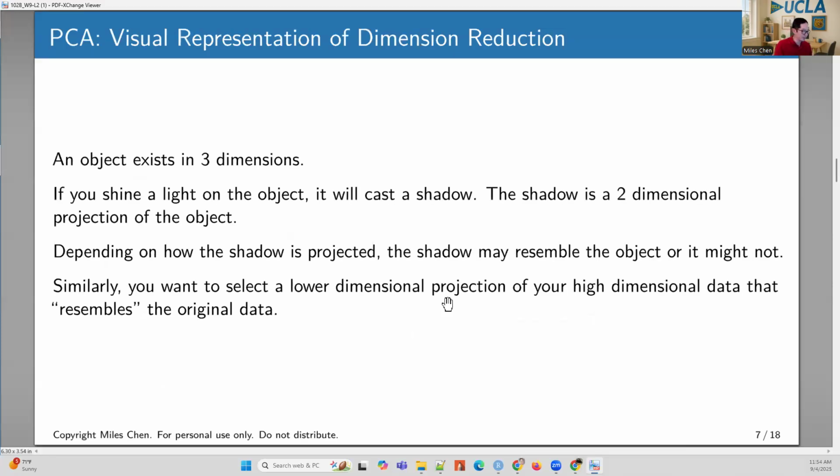So, another way to think about dimension reduction is to think of an object casting a shadow. All of the objects that we interact with exist in three dimensions. But if you take it outside and the sun is shining, that object is going to cast a shadow. And that shadow is basically a two-dimensional projection of the object. Depending on how the shadow is projected, the shadow might resemble the original object or not.